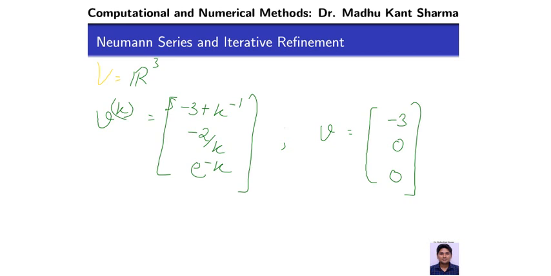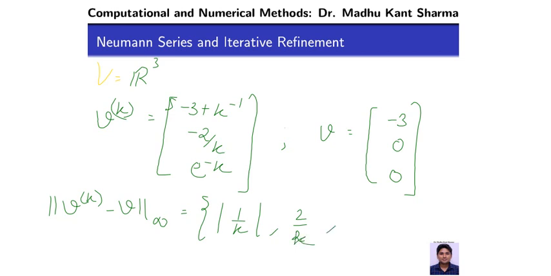Okay, so you can talk about any infinity norm here. So if you look at the infinity norm, what is the norm of Vk minus V infinity? It is the maximum over the magnitudes: the magnitude of minus 3 plus 1 by k minus 3, that is 1 by k, comma minus 2 by k, that is 2 by k, comma e to the power minus k.